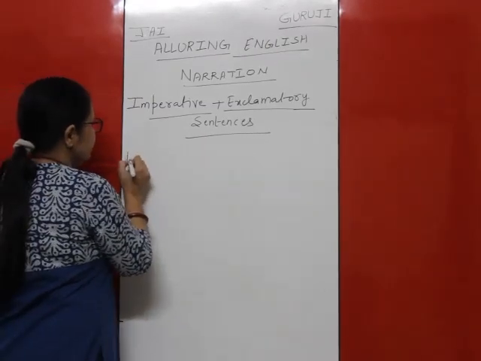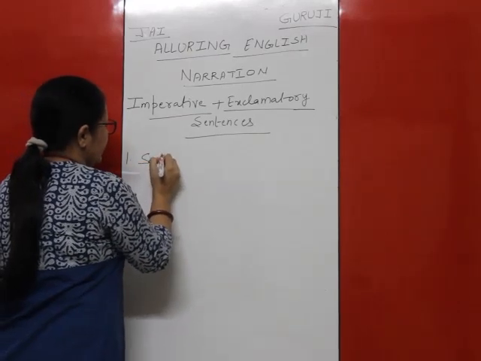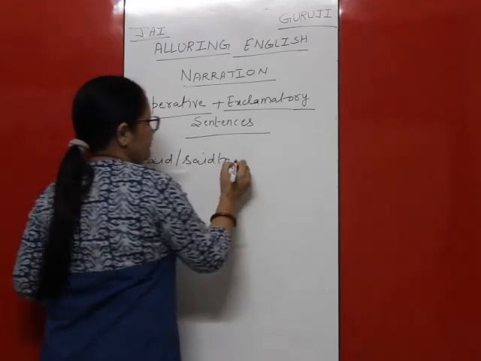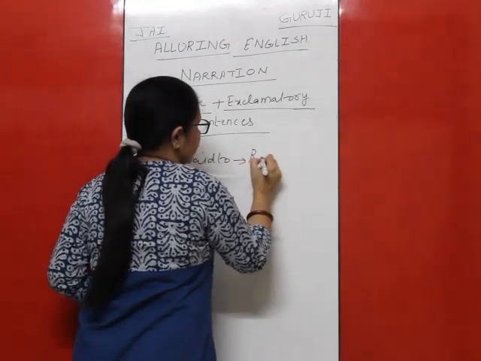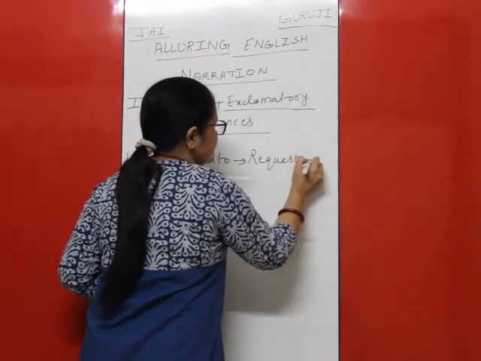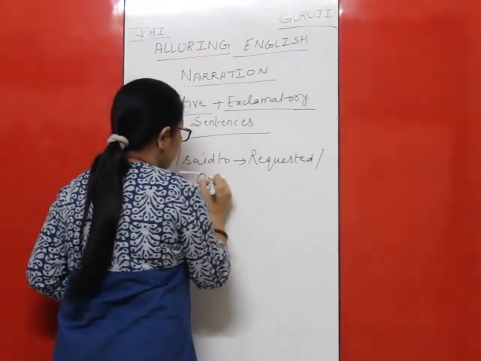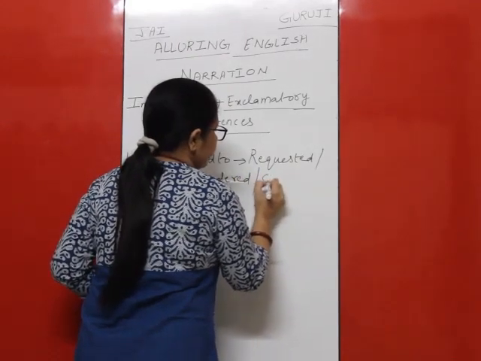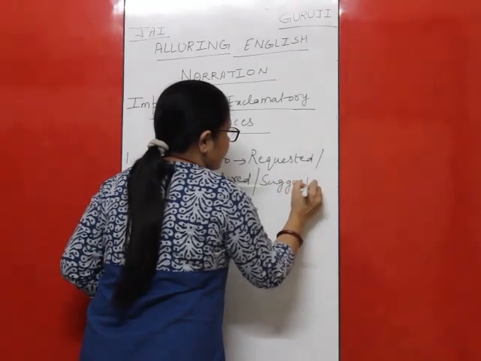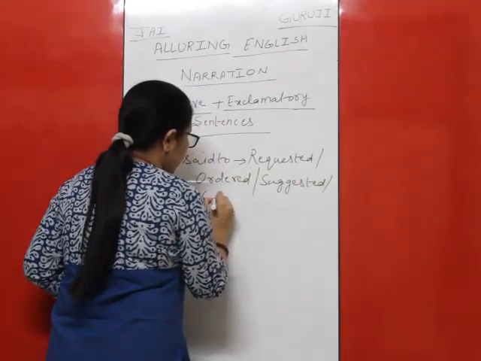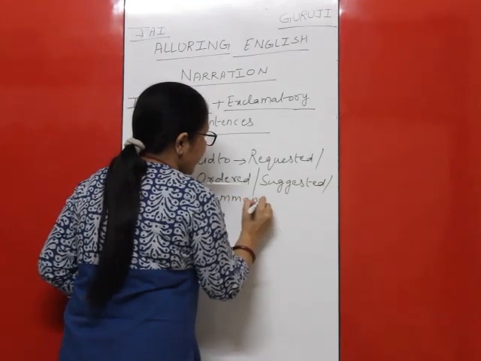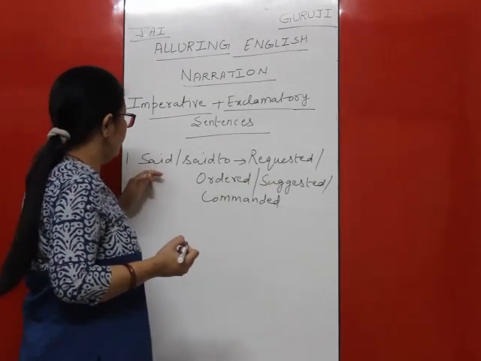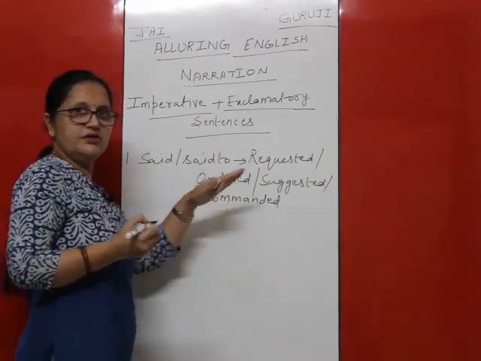The first rule says that said or said to will be converted into requested, ordered, suggested, commanded, etc. We have to see the sentence in reported speech and then we have to convert said or said to into requested, ordered, suggested, etc.